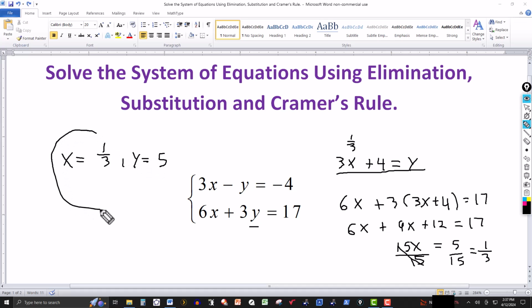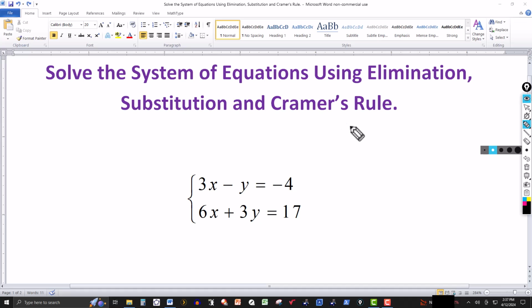So that's my solution. And again, we could write it as an ordered pair, because that simply means that we would have graphed this system of equations, and the two lines or two graphs would intersect at the point 1/3 and 5. Now, Cramer's rule involves determinants. In this case, it's going to be evaluating a 2 by 2. A determinant is simply a number associated with a square matrix.